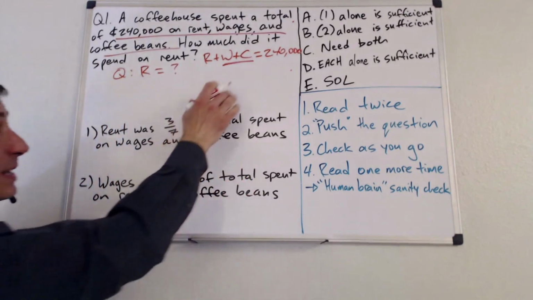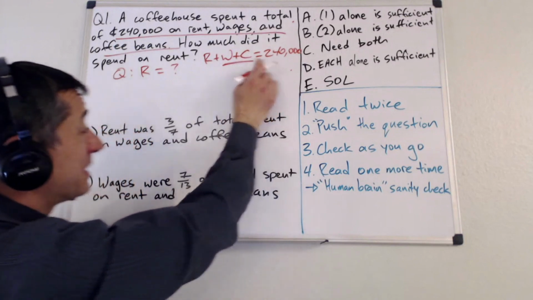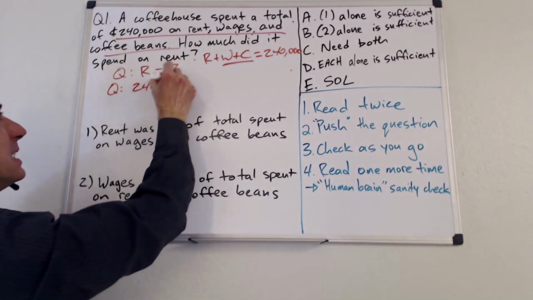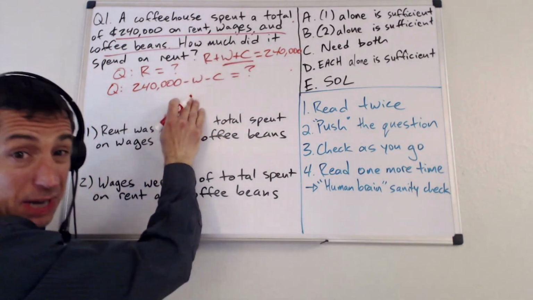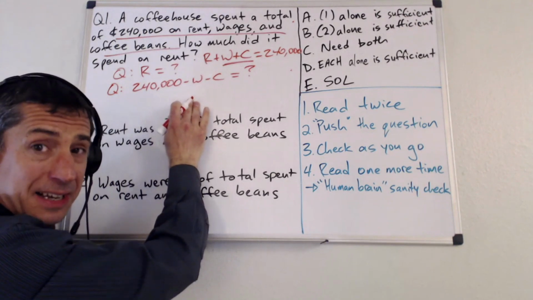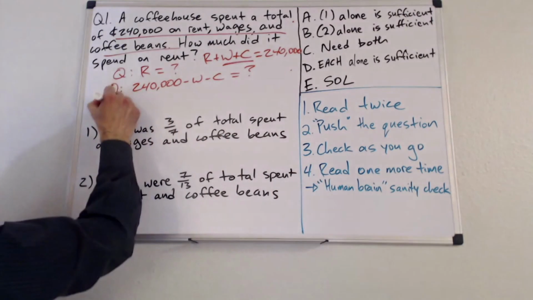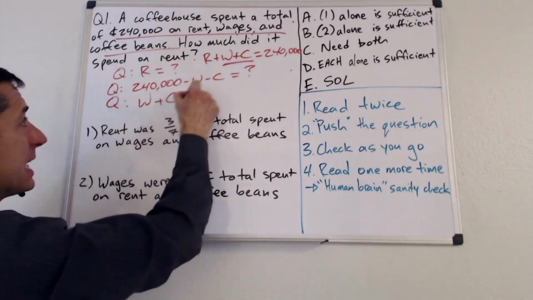You can do it a couple of ways. If you want to be really, really mechanical and just subtract out the W and the C, I suppose you could. I mean, you could say that 240,000 minus W minus C is going to get you R. Okay, cool. If that works for you, fantastic. But fight for something that's intuitive. That's the whole point of data insights. I'd rather just say, hey, if I know the wages plus the coffee beans, I've got everything I need.